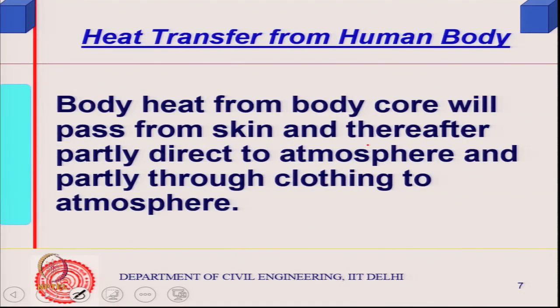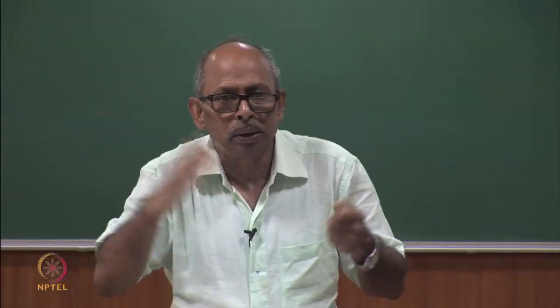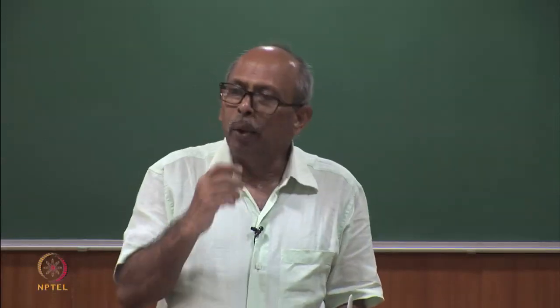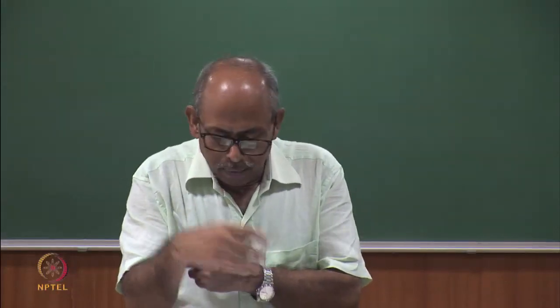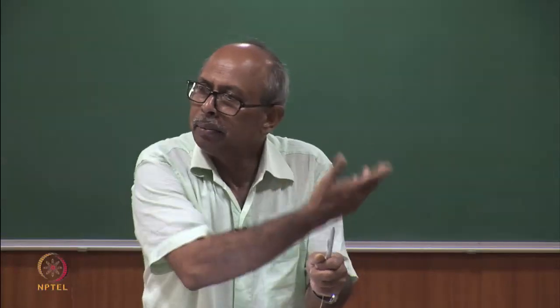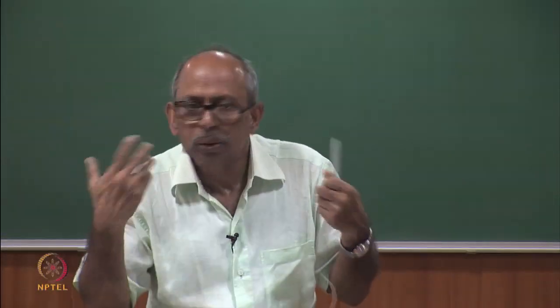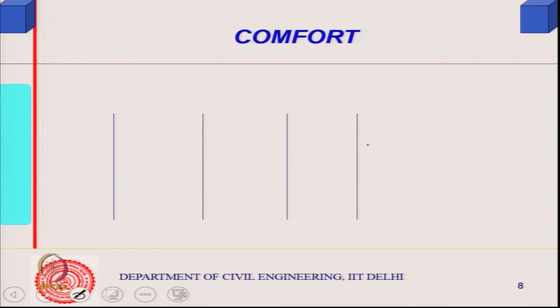So the body heat from body core will pass from the skin, so it actually maintains that temperature. So what happens is, when I am looking at warm temperature outside, the temperature is higher. So body heat from the body core would come to the skin, pass from skin if it is exposed, or through the clothes, right, directly to atmosphere, or partly through the clothing to the atmosphere. So through the clothing some heat will be passing, whichever part of the body is exposed, it will lose heat directly to the atmosphere. So we can actually model it. How do we model it?